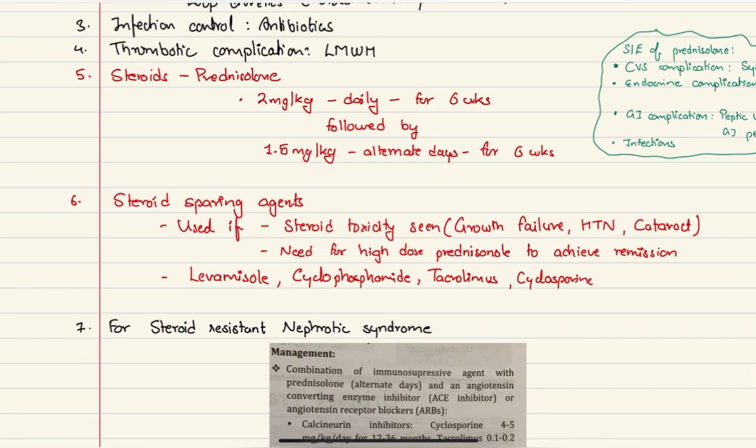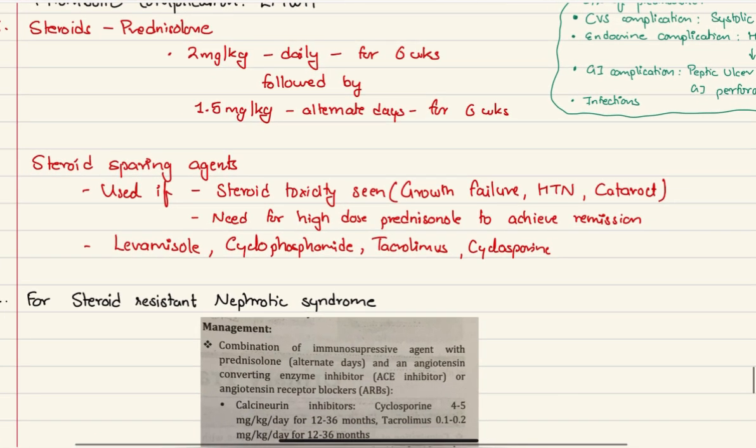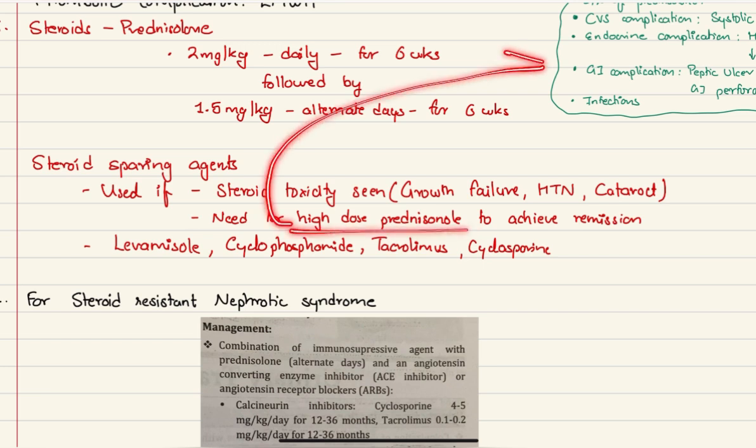Now, if we see these side effects when using steroids, then we can use steroid sparing agents. Okay, so steroid sparing agents like levamisole, cyclophosphamide, tacrolimus, cyclosporin can be used in nephrotic syndrome if there is steroid toxicity like growth failure, hypertension, cataract, or when there is need for a high dose of prednisolone to achieve remission. We do not give high dose because if we start giving high dose, then the side effect will appear more frequently. Hence, we can use steroid sparing agents.